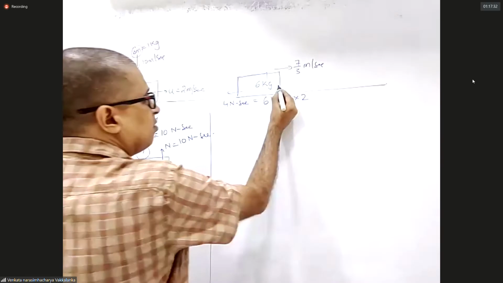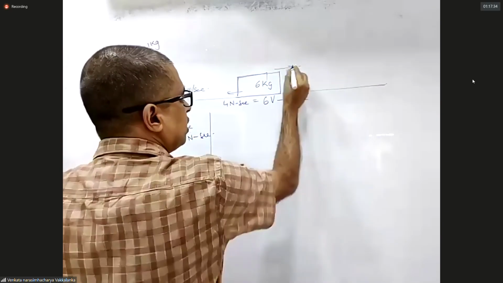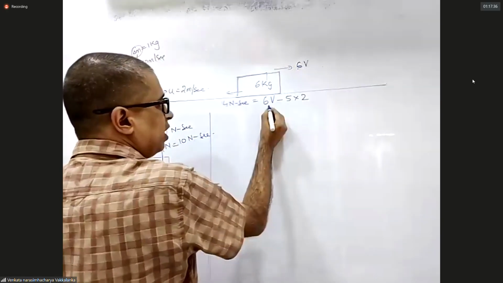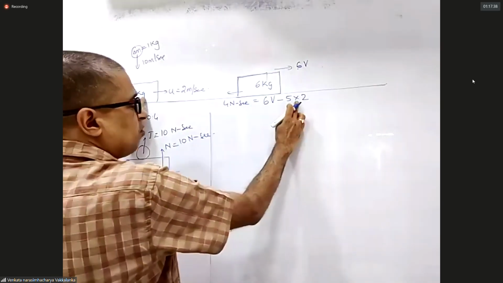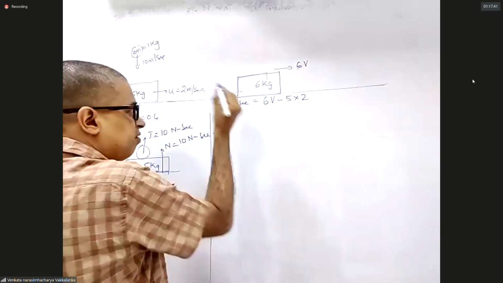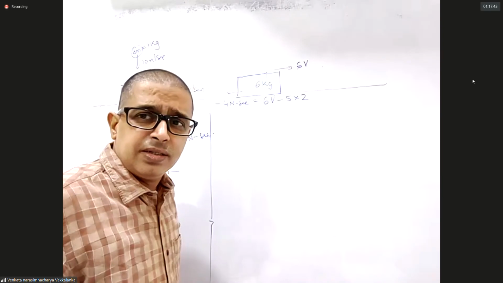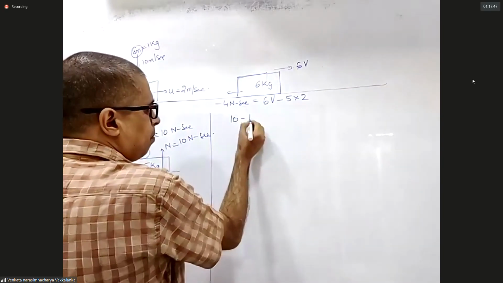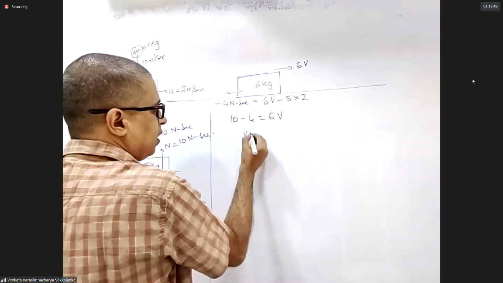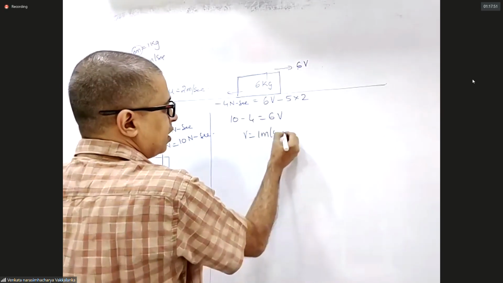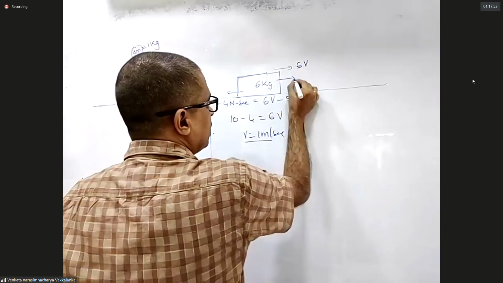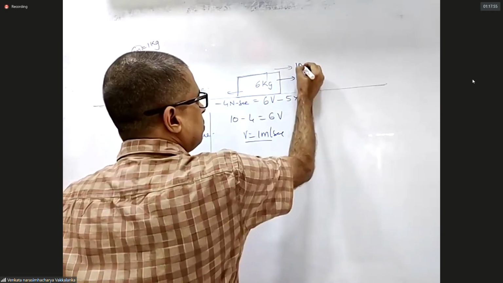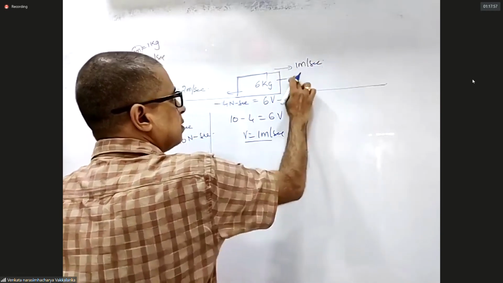Final momentum is in which direction? 6V is in the forward direction, and 5 into 2 is also in the forward direction. Should the negative direction be put in or not? So then this is 6V minus 10 equals minus 4, so 6V equals 6, and V is 1 meter per second. See, such a wonderful number you are getting. 1 meter per second.